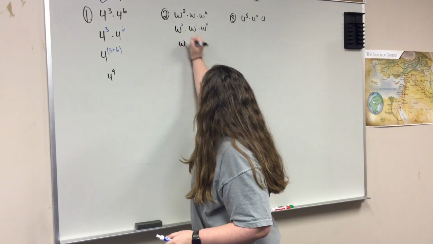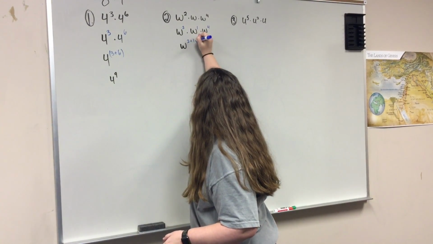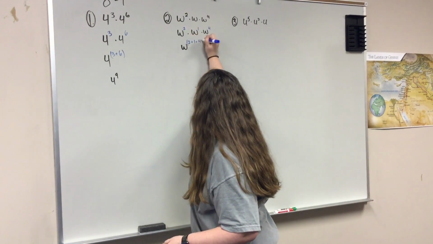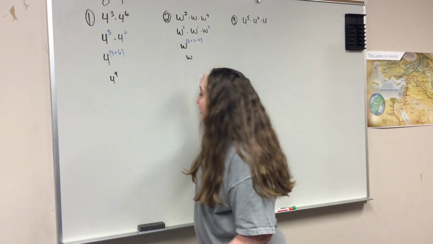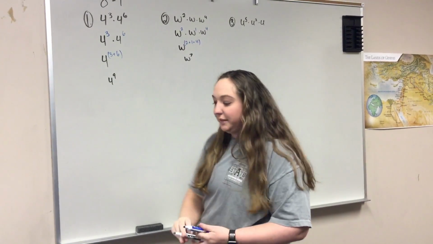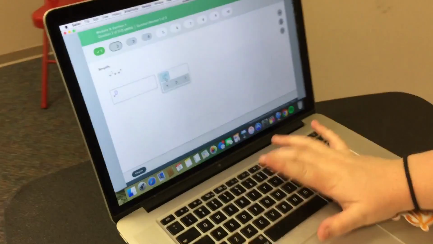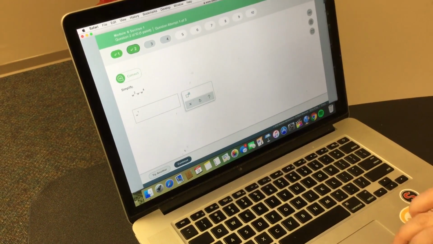So I'm going to bring down this w. And I'm going to do 2 plus 1 plus 4. And that is going to give me w. 2 plus 1 is 3 plus 4 is 7. So that's going to be my answer. So I'm going to put it in here. Check it. Okay, that's right. So we're going to move on to number 3, which I already have written up here.